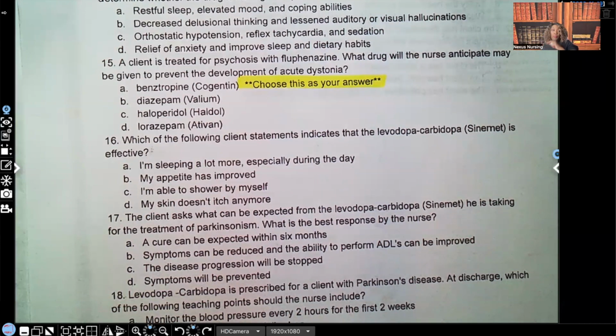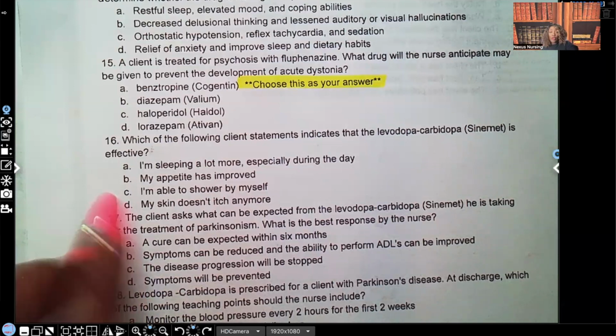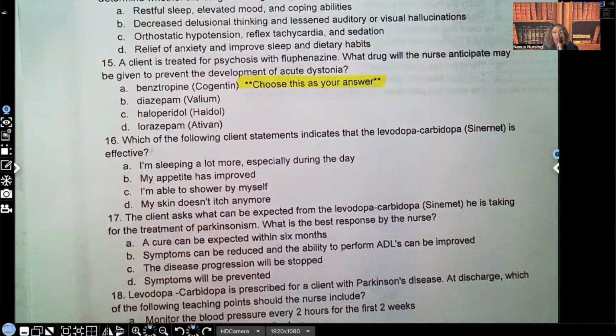Now, this is an important concept. It's been seen on major exams like HESI and ATI, and that's why I put it on there. However, let me go back.